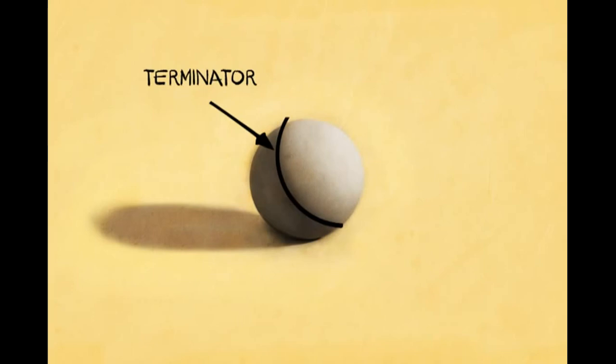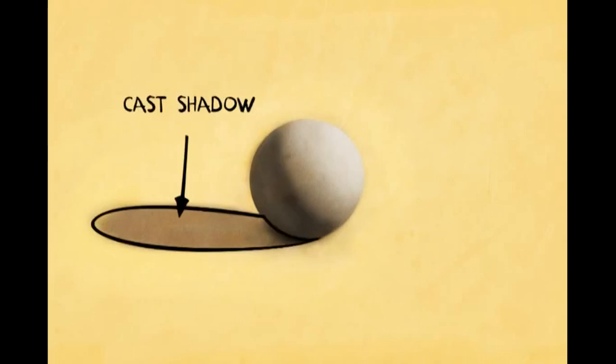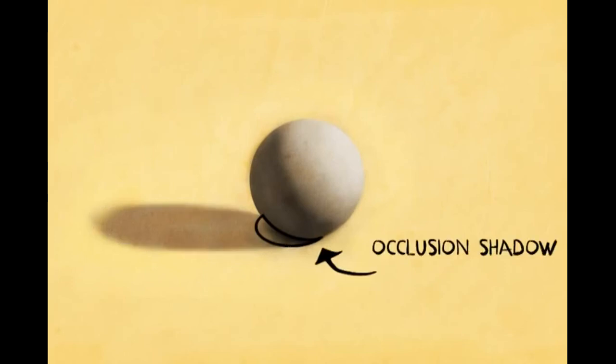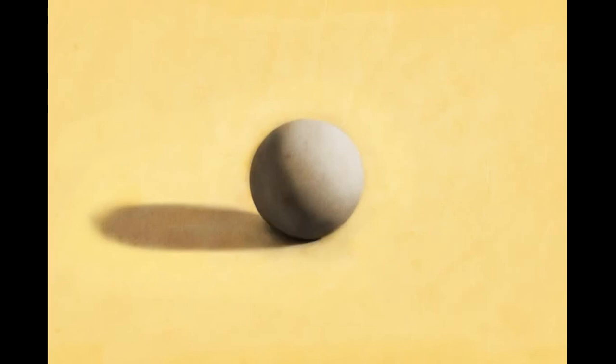The shadow of the first object on the second one is called cast shadow. Even the cast shadow is affected by the reflected light, and there can also be a part that remains dark, where the two objects touch each other. This part is called occlusion shadow.